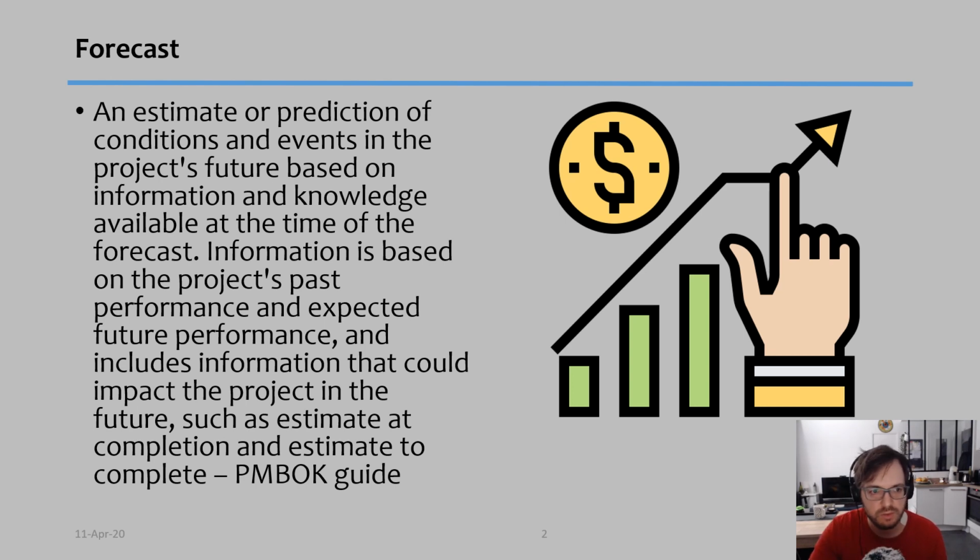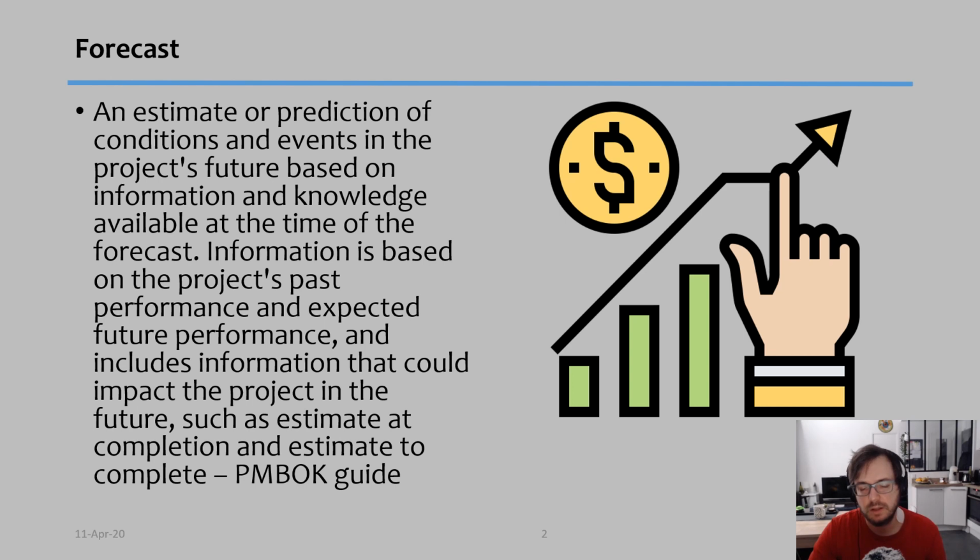Start with the definition. Forecasting is an estimate or prediction of conditions and events in the project future based on information and knowledge available at the time of the forecast. Information is based on the project's past performance and expected future performance, and includes information that could impact the project in the future, such as estimate at completion and estimate to complete. So one of the important things to know is that indeed we use the information we have available at the time of doing our forecast.